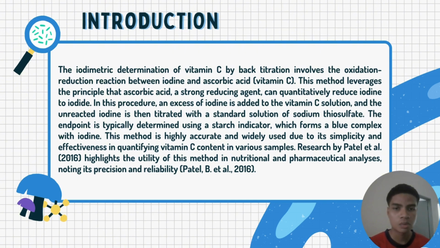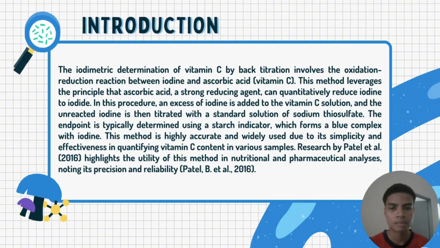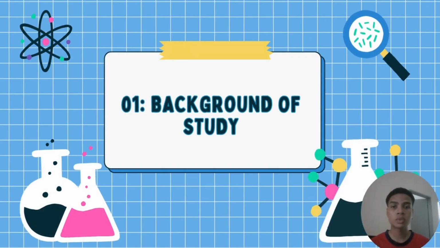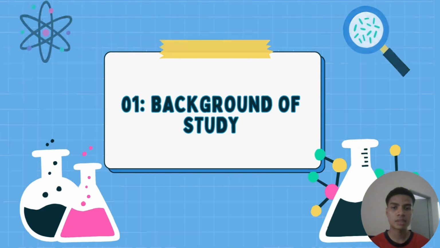This method is highly accurate and widely used due to its simplicity and effectiveness in quantifying the vitamin C content in various samples. Research by Patel highlights the utility of this method in nutritional and pharmaceutical analysis, noting its precision and reliability. Now we're going to go through step by step how we can determine the presence of vitamin C in ascorbic acid using iodometric back titration.